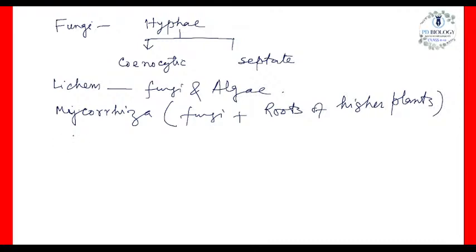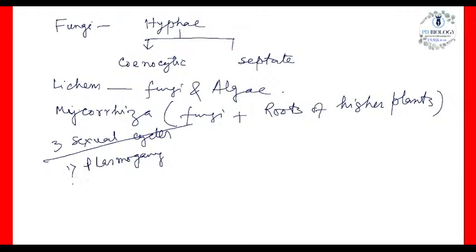In fungi, we find that there are three sexual cycles: plasmogamy, karyogamy, and meiosis. In plasmogamy, there is fusion of protoplasm between two motile or non-motile gametes. In karyogamy, there is fusion of two nuclei, and meiosis in the zygote produces haploid spores.